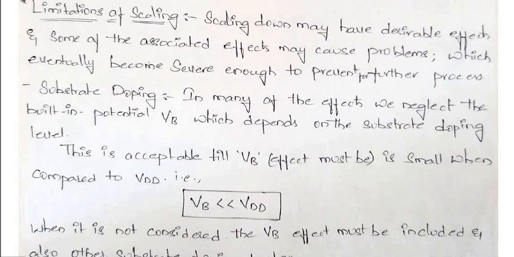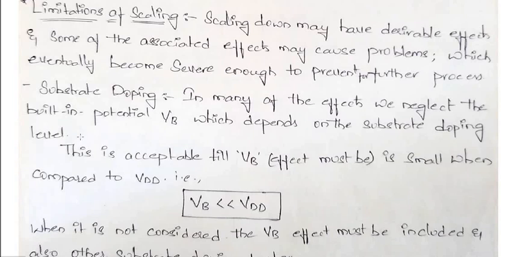So out of that one, we are going to see the first one, which is substrate doping. Substrate doping means that in many of the effects we neglect the built-in potential. Built-in potential is nothing but your VB. The built-in potential depends upon the substrate doping, because we are building in the diffusion values. So VB is very important. This is acceptable as long as VB is small when compared to your VDD.